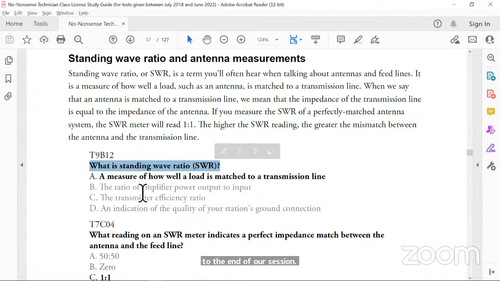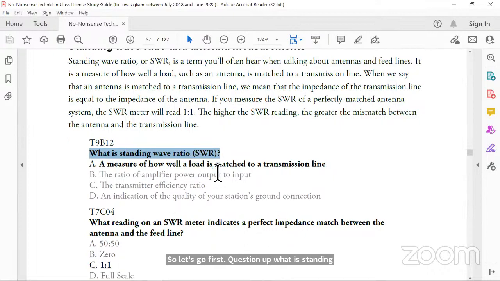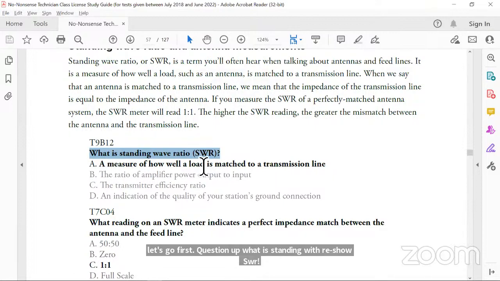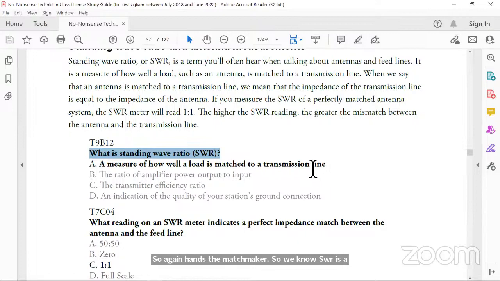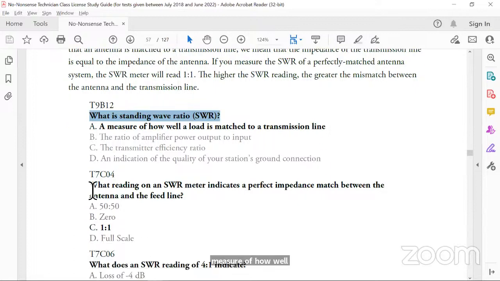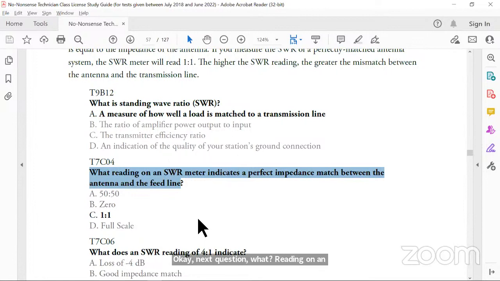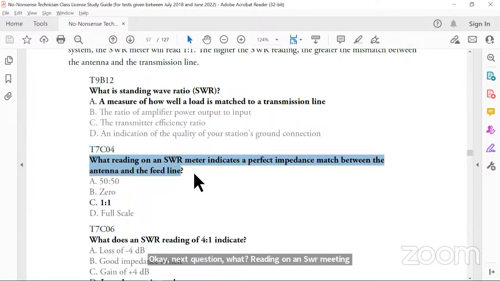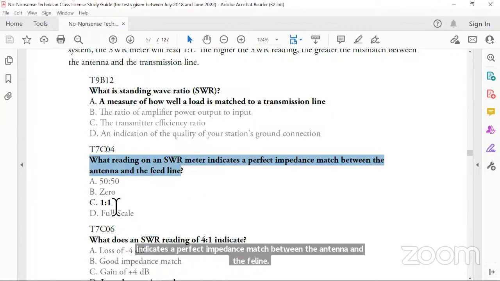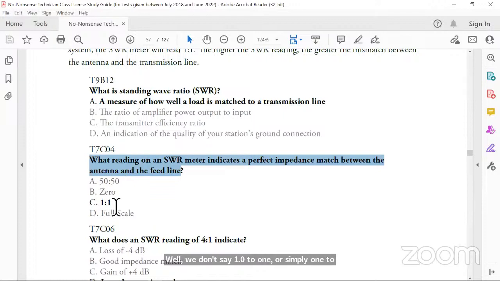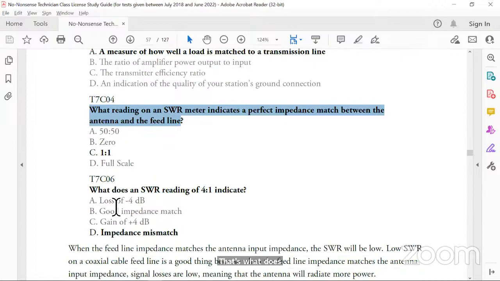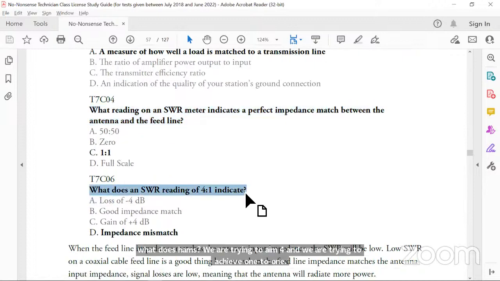What is standing wave ratio, SWR? So again, hams are matchmakers. So we know SWR is a measure of how well a load is matched to a transmission line. Next question: what reading on an SWR meter indicates a perfect impedance match between the antenna and the feed line? Well, we did say 1.0 to 1, or simply 1 to 1, is the perfect match. That's what as hams we are trying to aim for and achieve. 1 to 1 SWR.